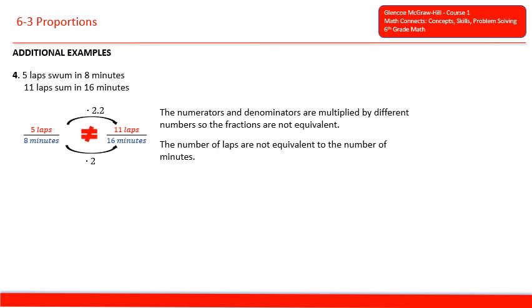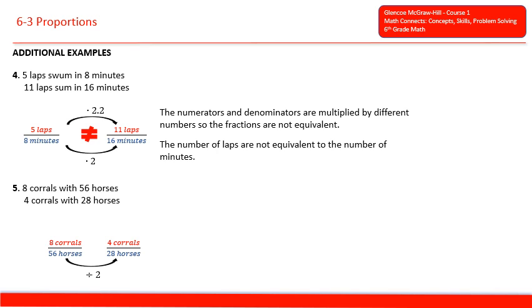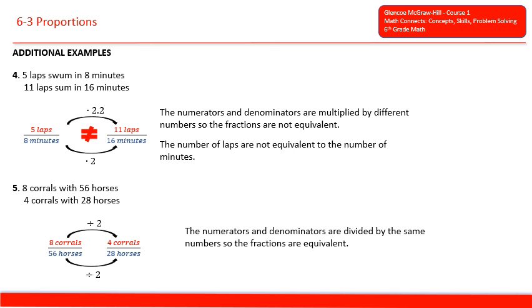Number 5, 8 corrals with 56 horses and 4 corrals with 28 horses. So we have 8 corrals and 56 horses, 4 corrals and 28 horses. If we divide 56 by 2, we get 28. If we divide 8 by 2, we get 4. The numerators and denominators are divided by the same numbers, so the fractions are equivalent. The number of horses are proportional to the number of corrals.